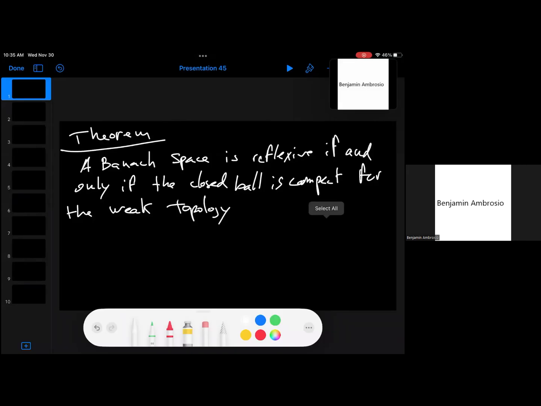So we are going to prove this theorem, and so it's an equivalence. We need to prove first that if our Banach space E is reflexive, then the closed ball is compact for the weak topology, and conversely, if the closed ball is compact for the weak topology, then our Banach space is reflexive.